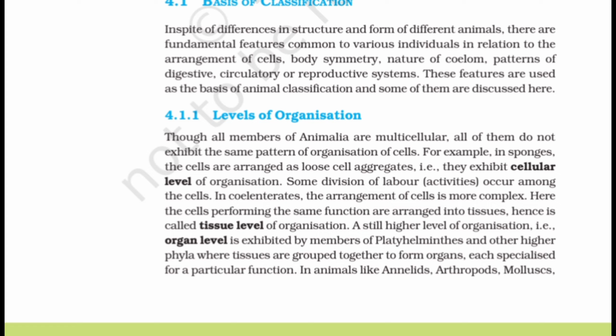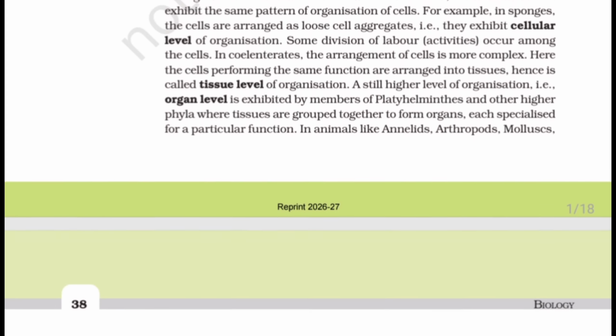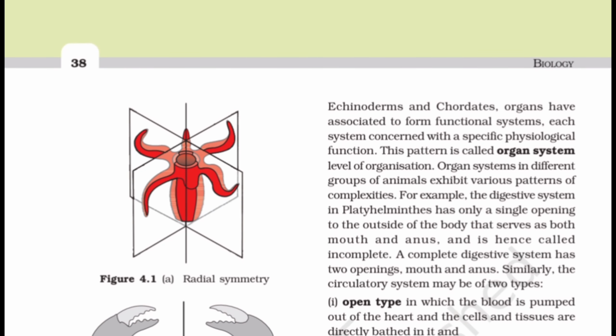A still higher level of organization, that is organ level, is exhibited by members of Platyhelminthes and other higher phyla where tissues are grouped together to form organs, each specialized for a particular function. In animals like annelids, arthropods, mollusks, echinoderms, and chordates, organs have associated to form functional systems, each system concerned with a specific physiological function. This pattern is called organ system level of organization. Organ systems in different groups of animals exhibit various patterns of complexities.